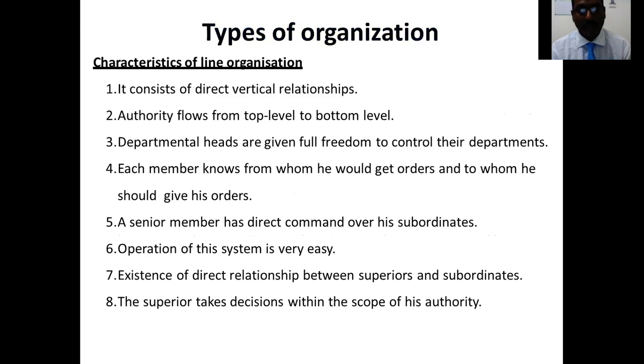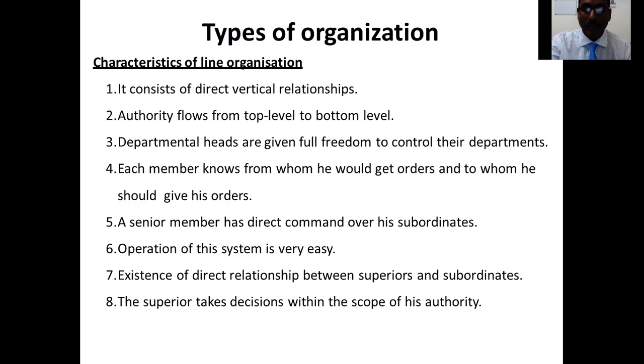Now we look at the characteristics of line organization. The first one consists of direct vertical relationship. As you know, not much about horizontal. It's all about vertical, whether the flow of information or flow of command. So it's always a flow from the top to bottom. The authority flows from top level to the bottom level. So it's more vertical type of thing.